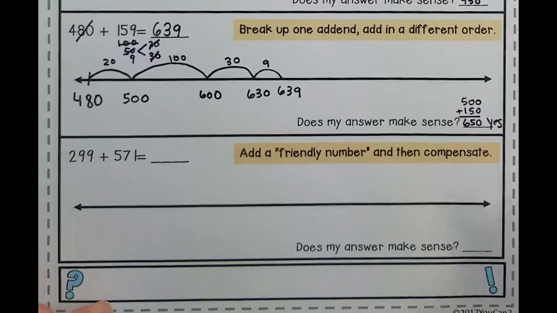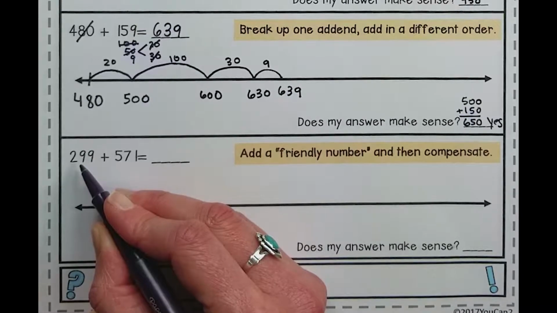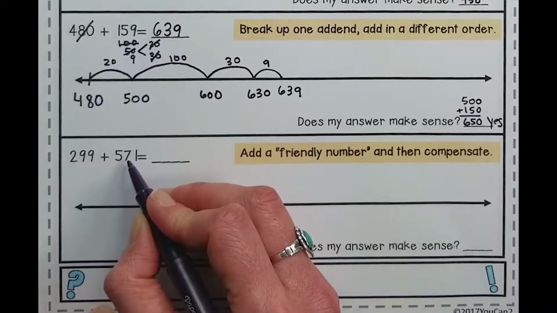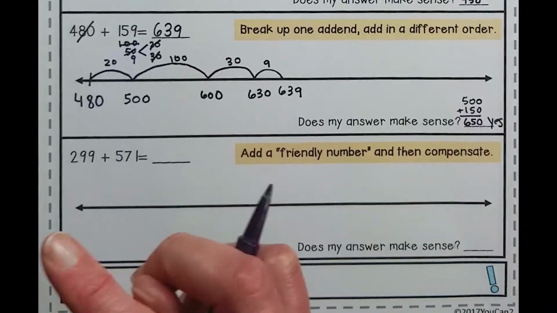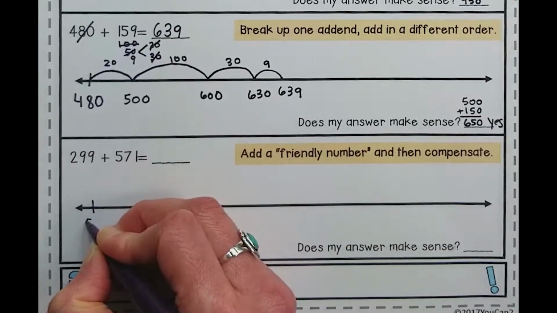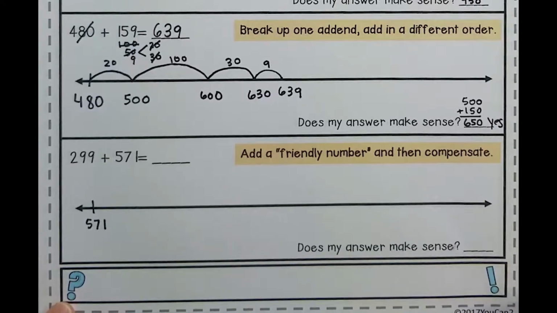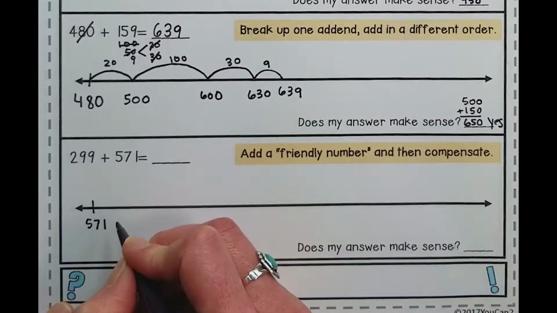Guess what? This time, I'm not going to start with 299. I'm actually going to start with the 571, because with addition, it doesn't matter which one you start with. We can flip these around and it doesn't matter. So I'm going to go ahead and start at my 571. And it usually makes sense to start with the bigger number because you're covering that much more ground right away.